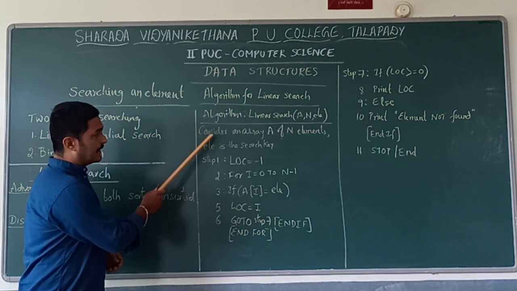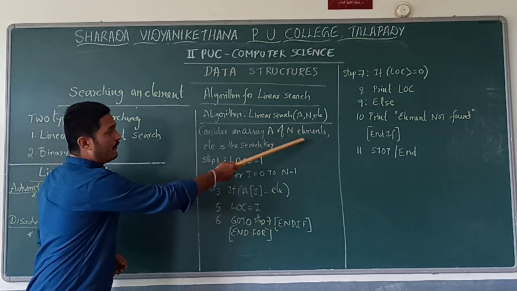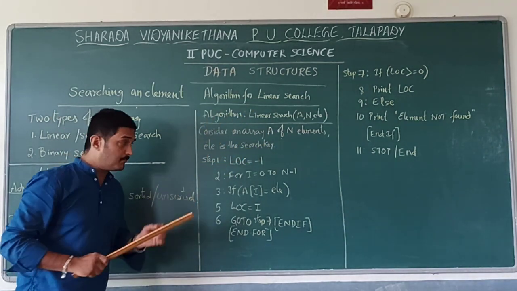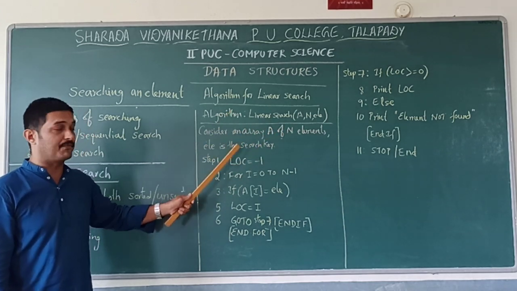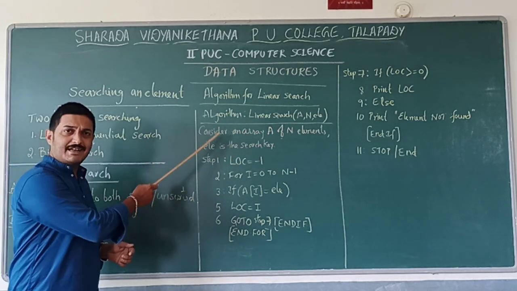Here, consider an array A of n elements, and ELE is the search key. That means we have to specify all variable names under this, and that is just like a comment.